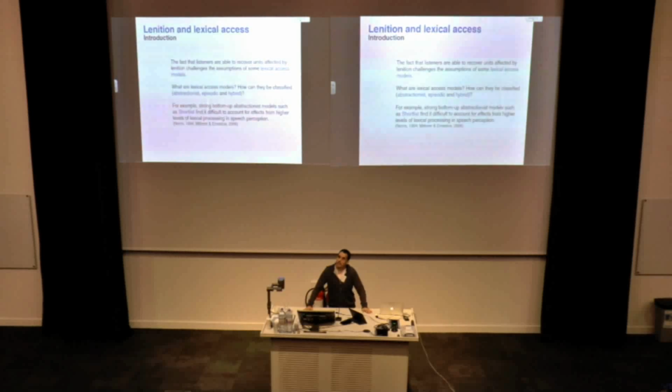To summarize so far, listeners have to cope with lenition. Sometimes lenited units are completely missing from the signal. Nonetheless, listeners somehow are able to recover them most of the time, actually. So how does that happen? And that's essentially my question.